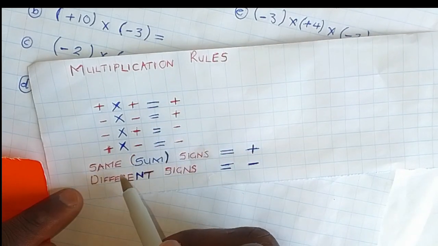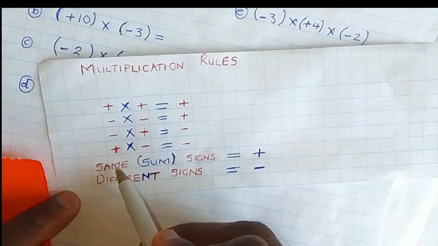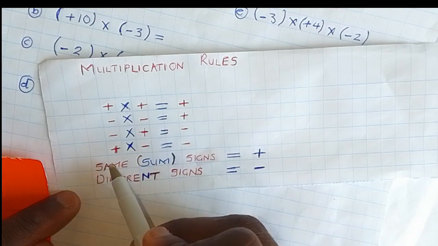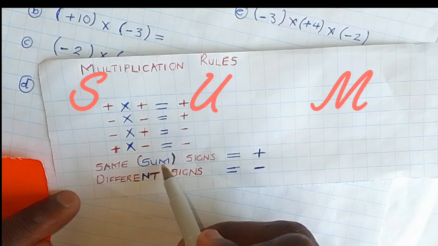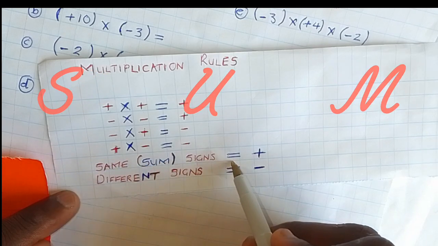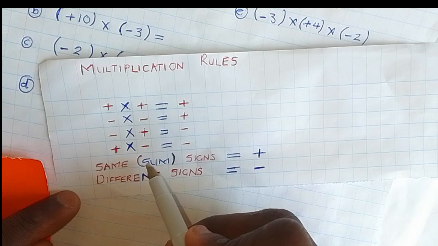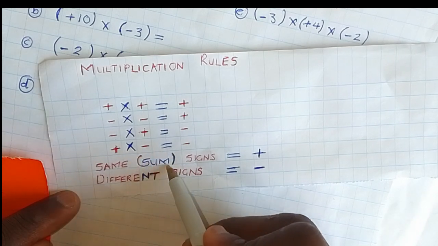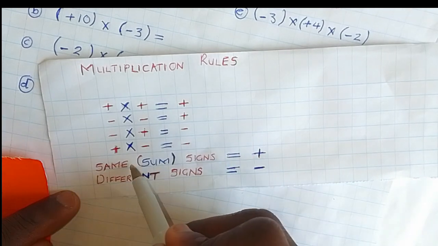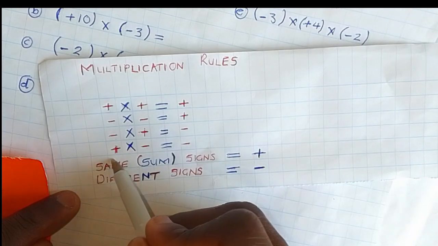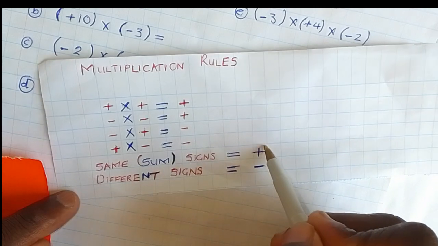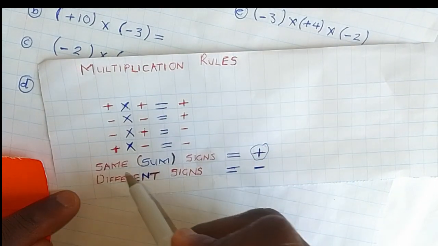Remember this trick, that if the signs are the same, so you can pronounce this as sum signs. If the signs are the sum signs, the answer will be positive. Remember, in mathematics, this word sum is associated with positive. So you can pronounce this as sum signs. If the signs are the same, we get a positive result.